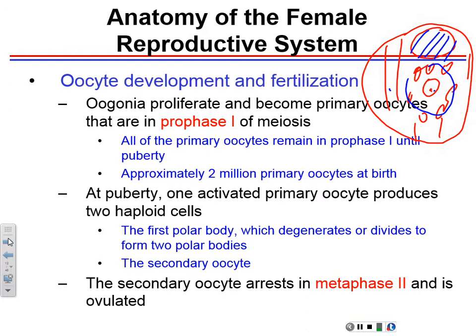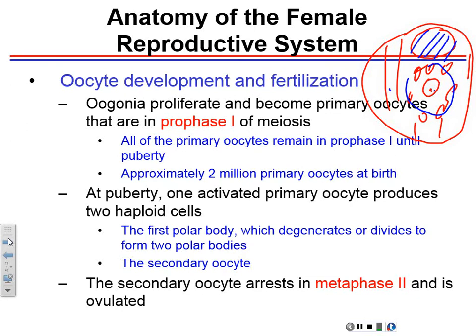So from 5 million, you go to 2 million at birth. And then by the time you reach puberty, you're left with about 400,000 of these oocytes, right? And they then become secondary oocytes that are arrested in metaphase 2.